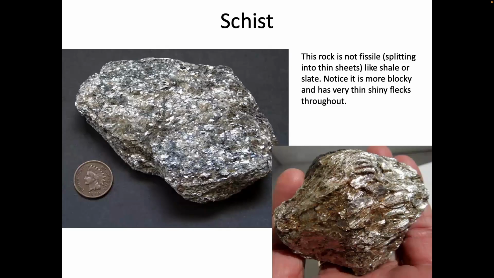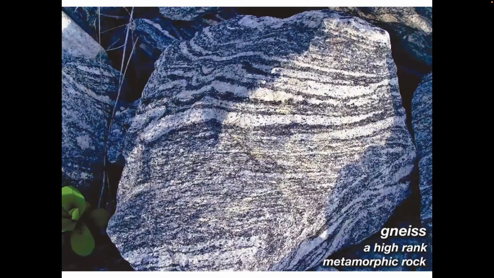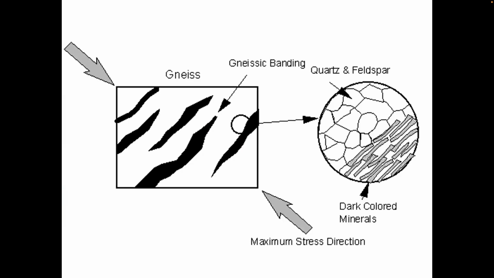There's a piece of schist. It's heavily metamorphosed. Its sheets are very tiny, almost like little silvery flakes. And then there's the gneiss, which is so metamorphosed, it's almost been melted and rearranged. And its minerals have actually migrated into these very distinct light and dark bands, like that.